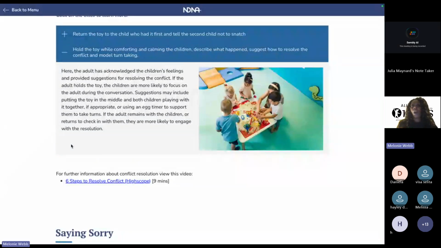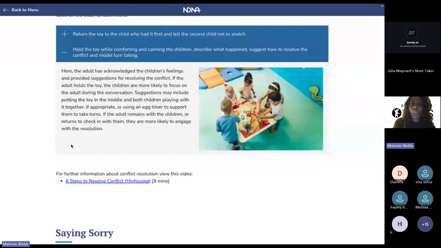You might also hold the toy while comforting and calming the other child, describing what happened, and suggest ways to resolve the conflict and model turn taking. So we had this incident this morning. A child decided he wanted the dinosaur because someone else had been playing with it for more than 5 minutes. And actually, what Jenny did was explain to that child that no, we're waiting. You can have this one. However, until this time is finished, that's not going to be yours to play with.